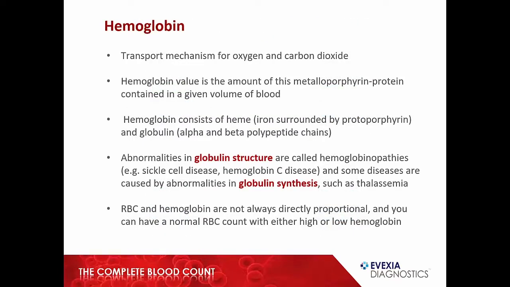Next is hemoglobin. And as you know, hemoglobin serves as a transporter for oxygen and carbon dioxide. And it contains a heme. And remember, that is that area where iron is surrounded by protoporphyrin and also globin. Now, abnormalities in globin structures are called hemoglobinopathy. Some examples you're probably familiar with: sickle cell anemia, hemoglobin C disease. And there are some diseases caused by abnormalities in hemoglobin synthesis, such as thalassemias. And by the way, since iron is part of this structure, iron deficiency is considered an abnormality of hemoglobin synthesis.